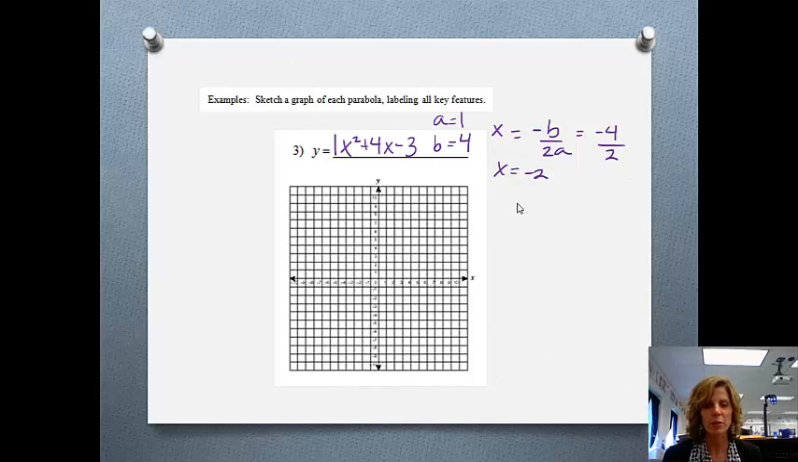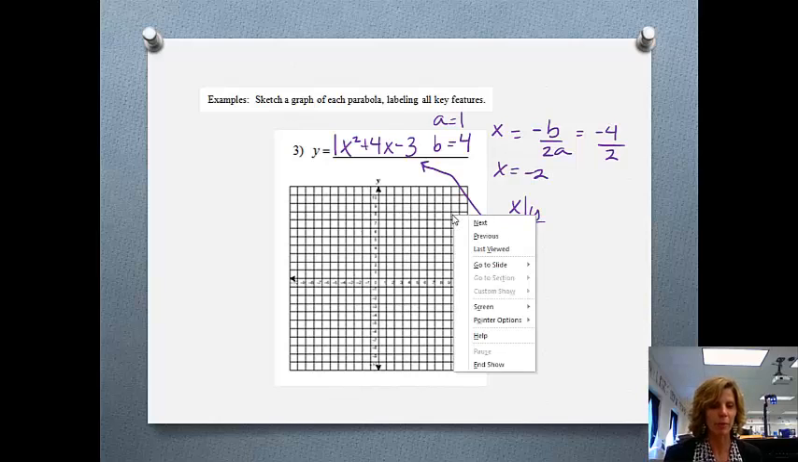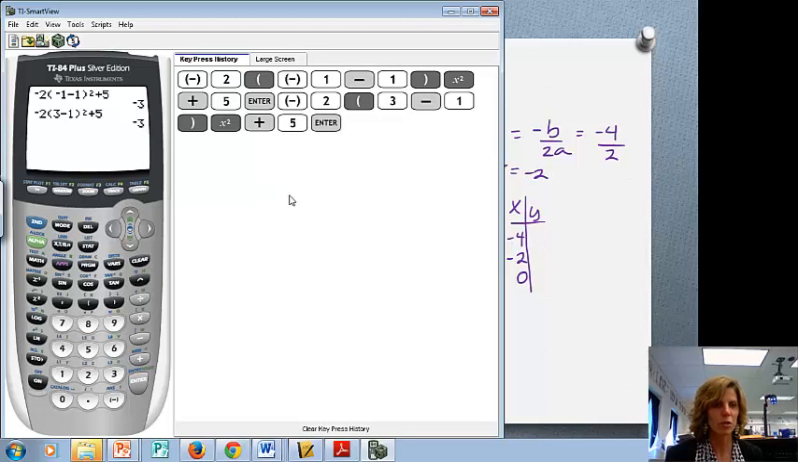Once we found the x-coordinate of the vertex, we're ready to go ahead and do my xy table. We're going to pick 3 points, negative 2 goes in the middle, and then I just want 2 away in each direction, so we could do negative 4 and 0. And then just like we did in the previous video, we're going to plug these into our formula up here. And I would like to use the calculator to show you to make sure that we type those in properly. Okay, so let's try this here.